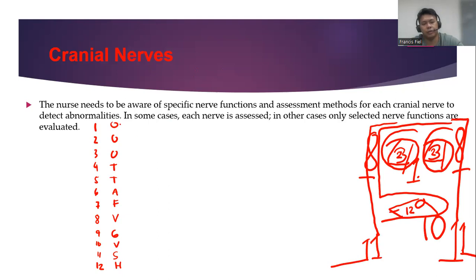So what are these? Number 1, the nose: you have your olfactory. Then 2, optic. Then oculomotor.